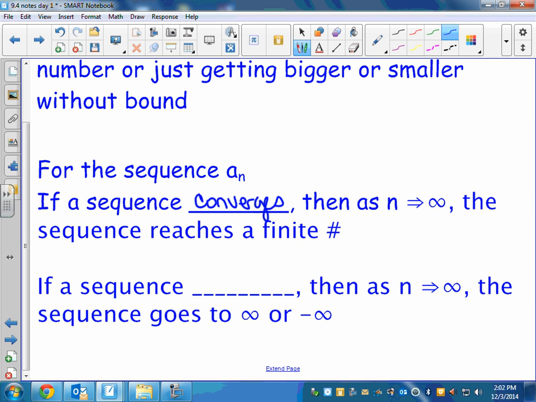Alright, sorry, back to this since I did my math wrong. If a sequence converges, then as n approaches infinity, the sequence reaches a finite number. If the sequence diverges, I don't know how I should say that.